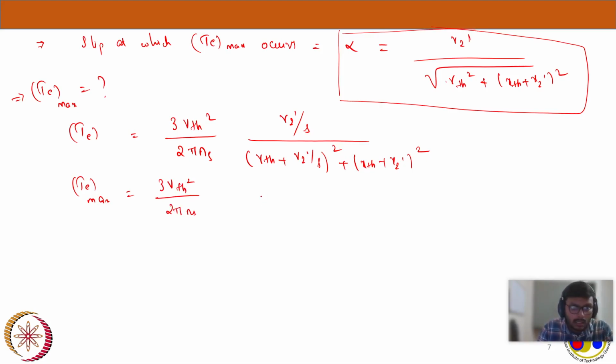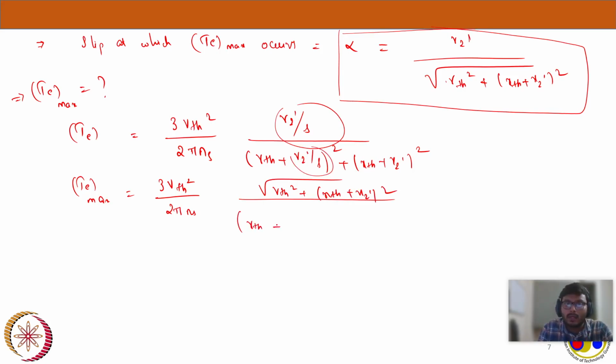Now there will be R2 dash by S. See, S is equal to this, meaning the slip. You have to substitute R2 dash divided by under root this one. So it's nothing but you can replace this R2 dash by S with this under root term, RTH square plus XTH plus X2 dash whole square. And here also there is another R2 dash by S term, and you can just replace it, then XTH plus X2 dash whole square, another whole square, plus XTH plus X2 dash whole square.